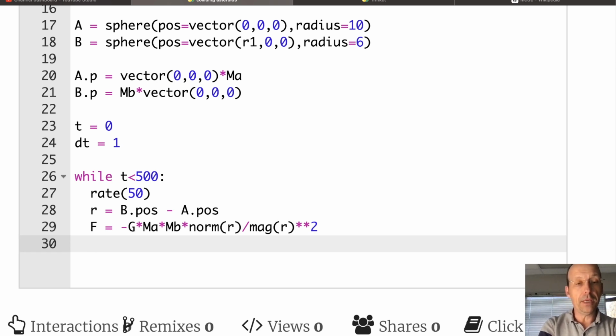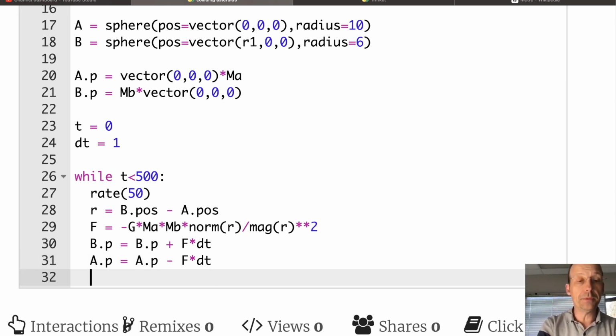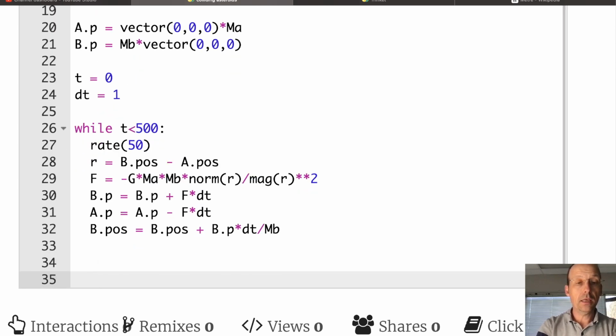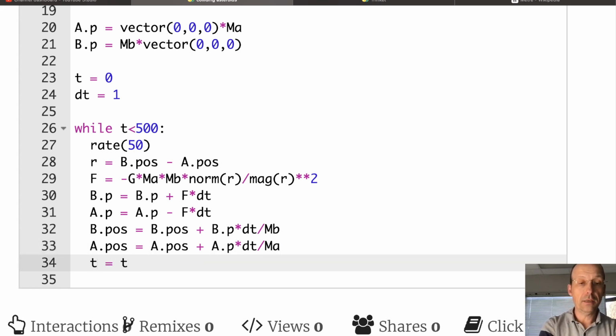Now we can update the momentum of B. B.P equals B.P plus F times dt. Now I need to update the momentum of A. A.P equals A.P minus F times dt, because the force on A is opposite of the force on B. Now I need to update the positions. B.POS equals B.POS plus B.P times dt divided by MB, and A.POS equals A.POS plus A.P times dt divided by MA. And now I need to update time. T equals T plus dt.